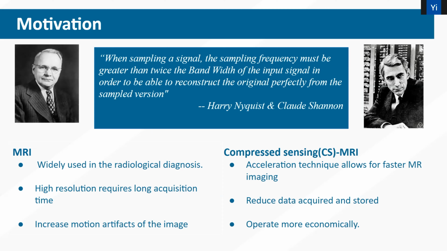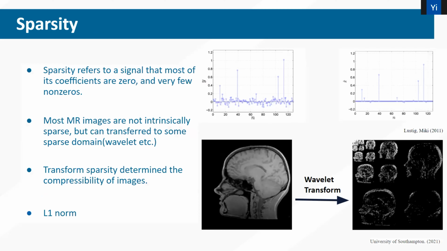Compressed sensing is an extension of Nyquist-Shannon theory in which only a small number of measurements is enough to recover an image with good quality. It is an acceleration technique that allows for faster MR imaging since it acquires and stores less data, and therefore operates more economically. In order to apply this to MRI, the unknown signal should be sparse. Sparsity refers to a signal in which most coefficients are zero and very few are non-zero. Most MR images are not sparse, but can be transformed into some sparse domain, like the wavelet domain.